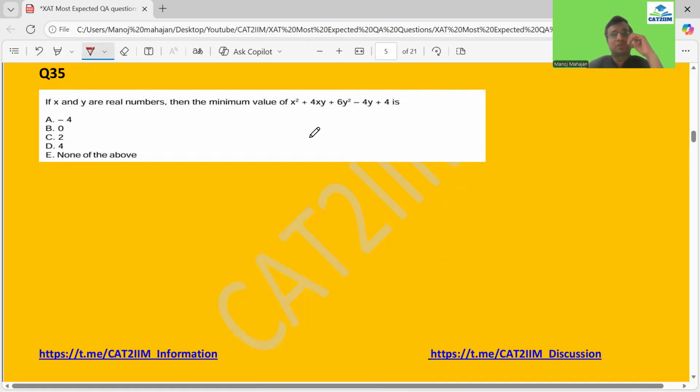So in such kind of problem, always try to make perfect squares. Let's rearrange this. Can I write (x + 2y) whole square? If I do, I get x square and I get 4xy, 4y square. So how much is left out? 2y square, right? So we'll make the perfect square here also. So what I have is (x + 2y) whole square. Let me just take out 2 over here. So what do I get? y square minus 2y plus 2.